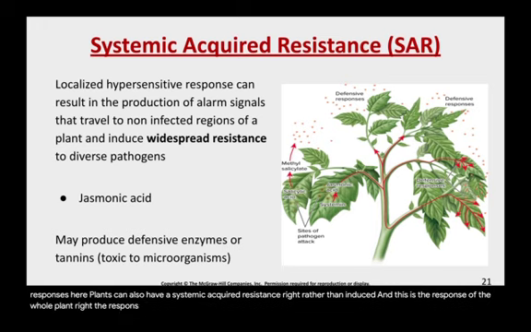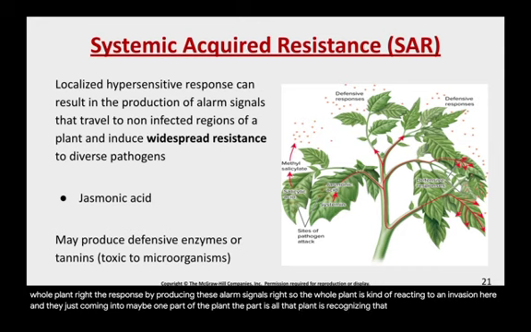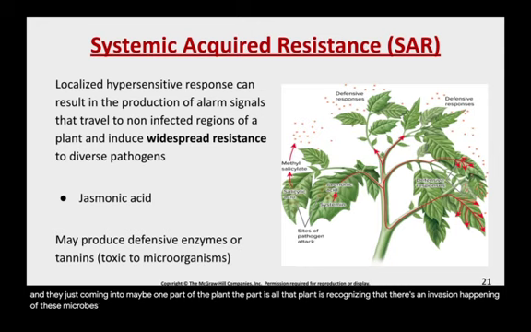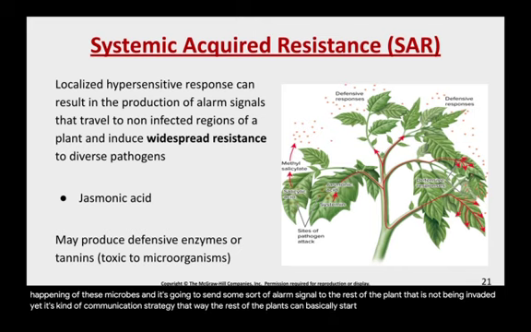The response by producing these alarm signals, right? So the whole plant is kind of reacting to an invasion here. An invasion is coming into maybe one part of the plant. That part of the plant is recognizing that there is an invasion of these microbes, and it's going to send some sort of alarm signal to the rest of the plant that is not being invaded yet. It's kind of this communication strategy, right? That way the rest of the plant can basically start to defend itself before an attack even happens.